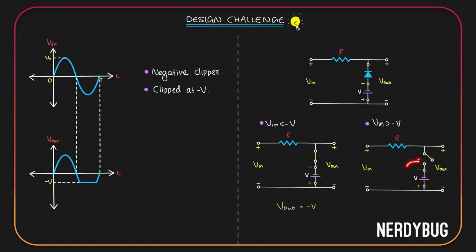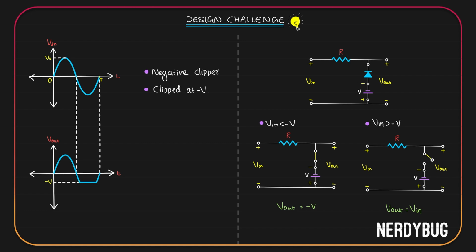Since the circuit is open here, whatever is applied at the input will be exactly seen across the output. Output will be equal to input. And this is exactly what we wanted as our output. Whenever input is greater than minus V, output should be equal to that. Whenever input is less than minus V, output should simply be minus V.